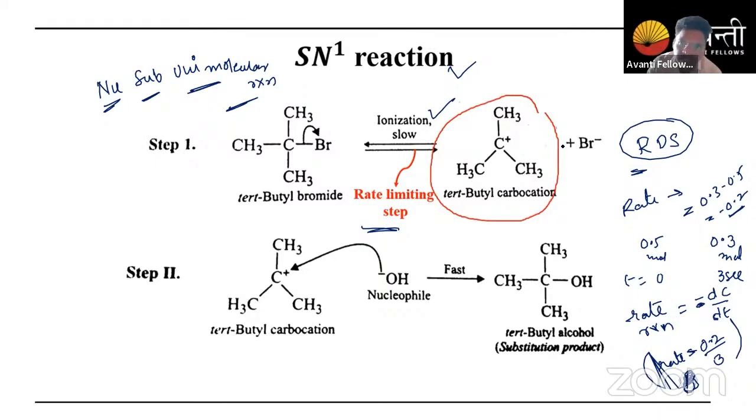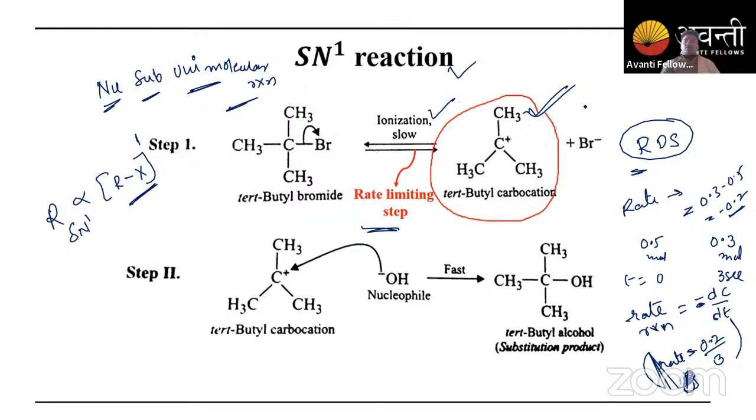If you clearly understand, the rate of a reaction depends upon the concentration of the reactant. So it depends upon the concentration of the alkyl halide. The rate of SN1 is directly proportional to the concentration of the alkyl halide. That is why we can clearly say SN1 depends on only one molecule or one species. So this is the SN1 reaction. We can also call it the rate determining step, or a first order reaction.